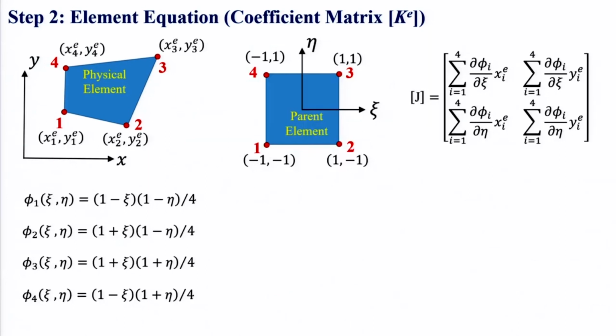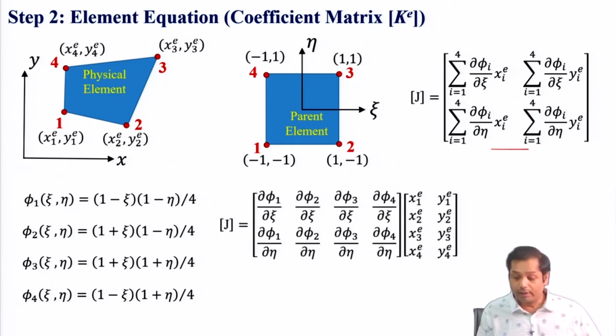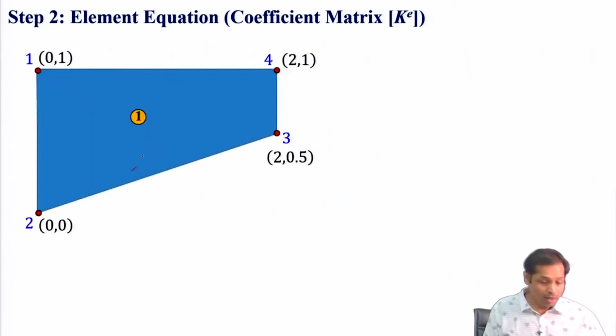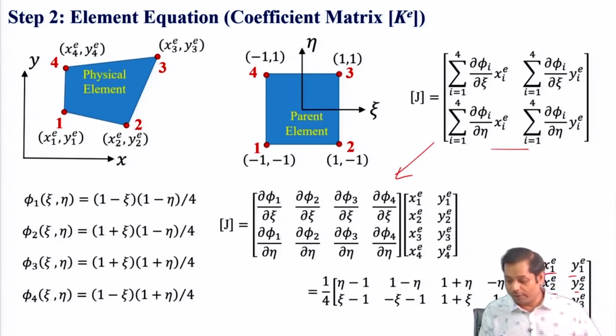Let's do that. So Jacobian is written like this. This is how the Jacobian is defined. We have seen this in the last class, right? Now, these are the shape functions. Substitute these shape functions in this Jacobian matrix. If you do that, our Jacobian will be like this, where x and y are the coordinates of the nodal points in the physical domain, with respect to the xy coordinate system. Okay, so this is the Jacobian we now have.